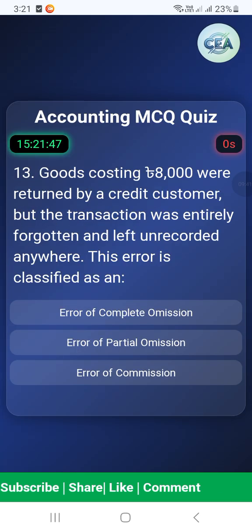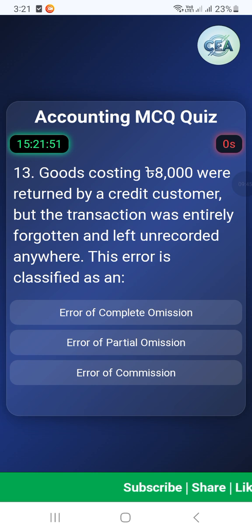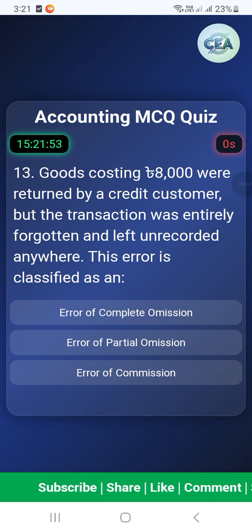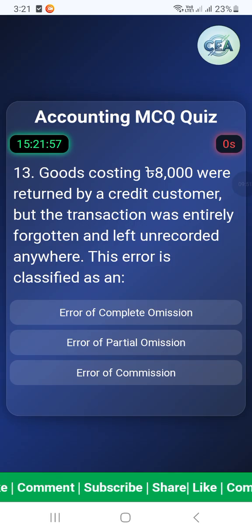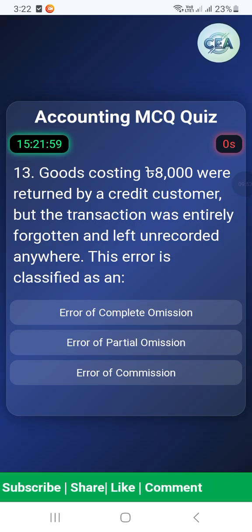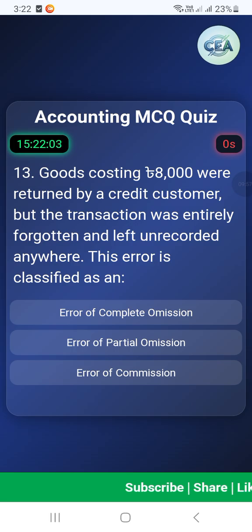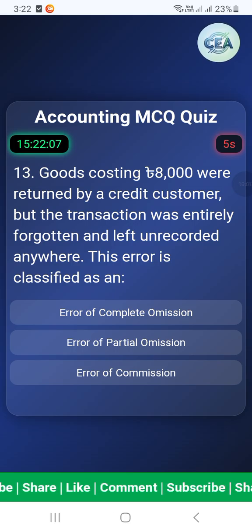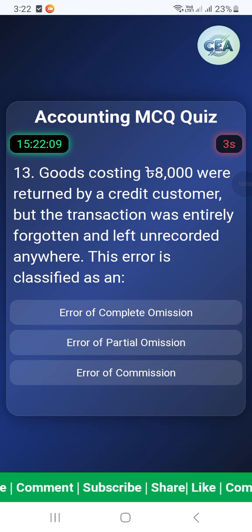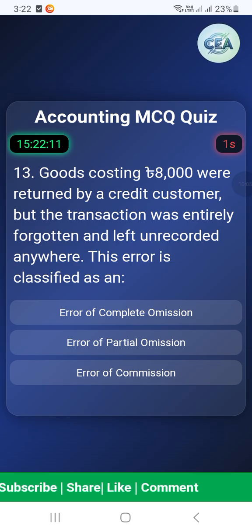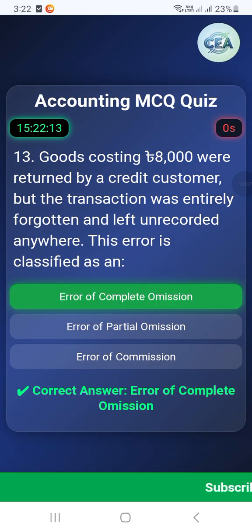13. Goods costing 8,000 takas were returned by a credit customer, but the transaction was entirely forgotten and left unrecorded anywhere. This error is classified as: Option 1. Error of complete omission. Option 2. Error of partial omission. Option 3. Error of commission. Correct answer is error of complete omission.